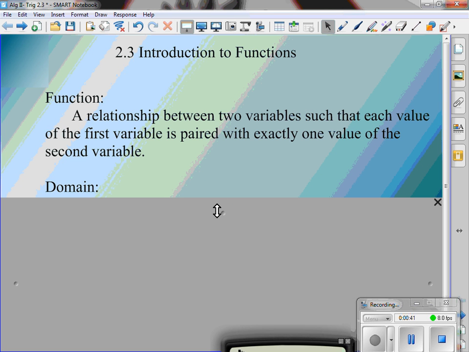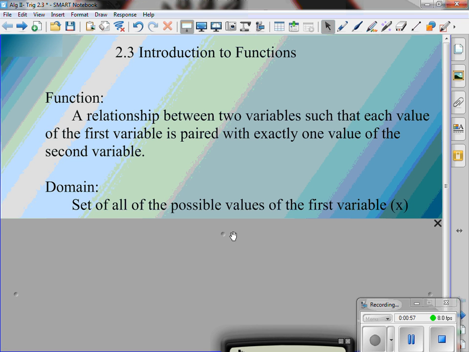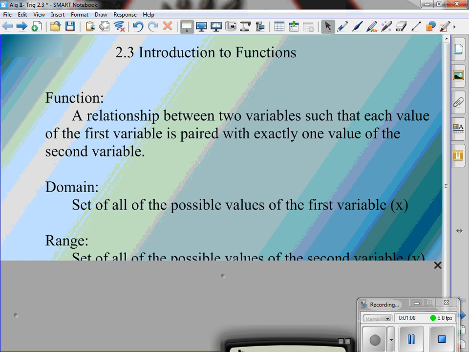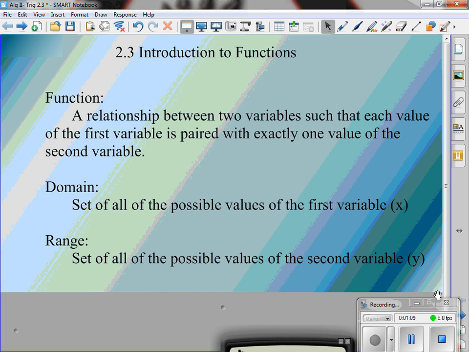Domain. When talking about functions, do you know what domain is? You forget. None of this should be new. All of you took Algebra 1. Domain is all of the first variables, your x values. What's the other one called? Domain and range. Range are all of my y values. So for every domain, there can only be one range.